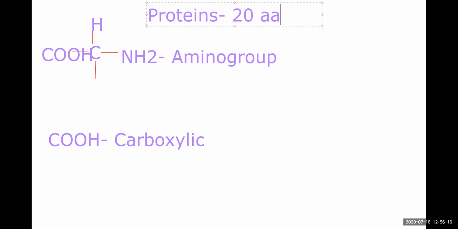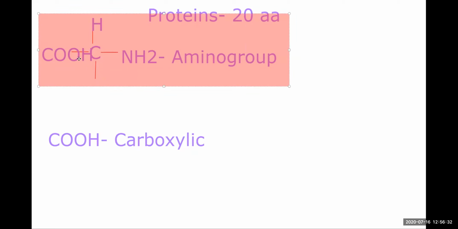So proteins, just like English alphabets, are made up of 20 different types of amino acids. Now in these 20 different amino acids, this portion is very similar: the carboxylic group and the amino group are in all 20. So how do these 20 amino acids differ from each other? They differ in the fourth thing, which is called the R group.